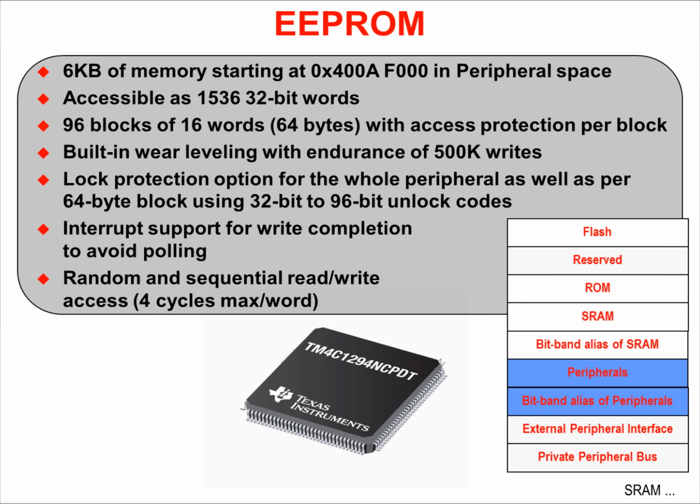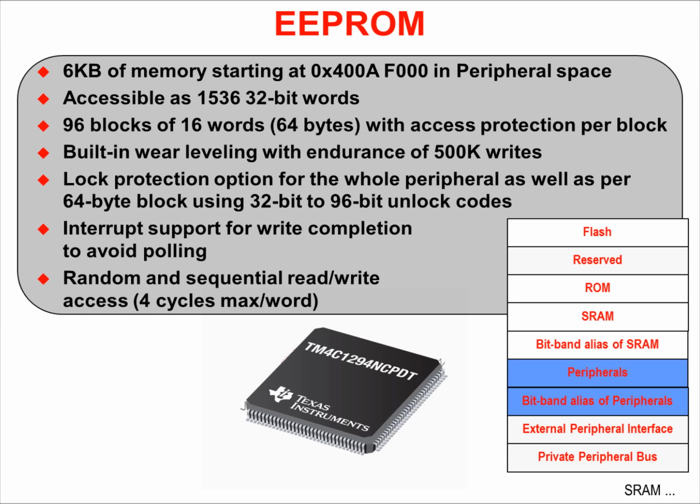EEPROM memory is 6K in length starting at 0x400A-F000. It's accessible as 1,536 32-bit words, which is broken up into 96 blocks of 16 words. Each block has access protection built in using 32 to 96-bit codes. This protection is also available at the module level. The memory has an endurance of 500,000 writes with built-in wear leveling.